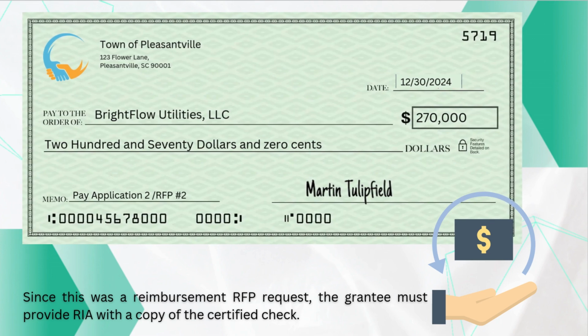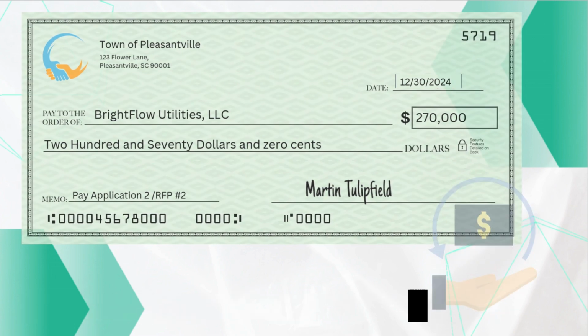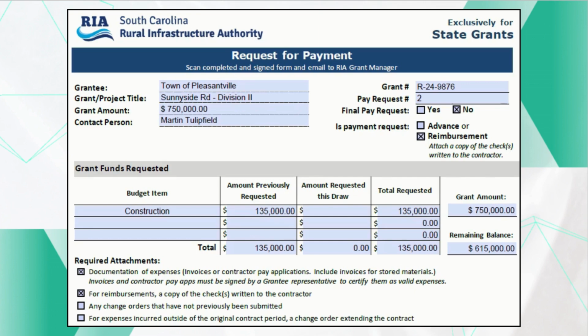Let's take a look at how this appears on the RFP form. As shown on the screen, $135,000 from the previous request has already been accounted for. Due to this grantee being in a Tier 2 county, and because it is a state grant, a 25% match on construction is required. As a result, each request for payment should reflect a pro rata split, meaning 75% of eligible funds can be requested, with the remaining 25% paid for by the grantee.